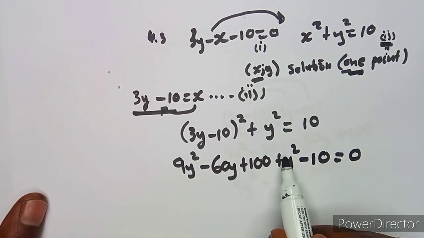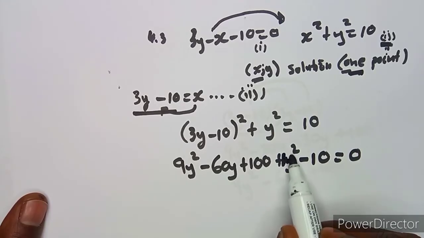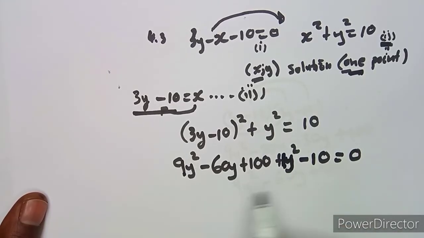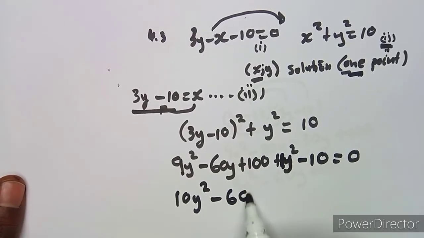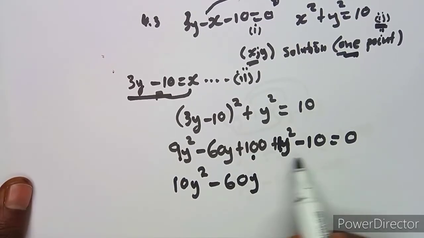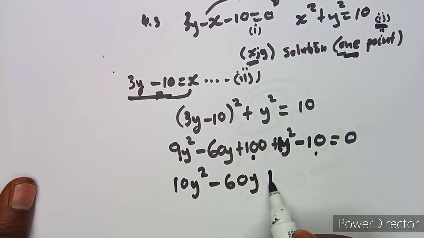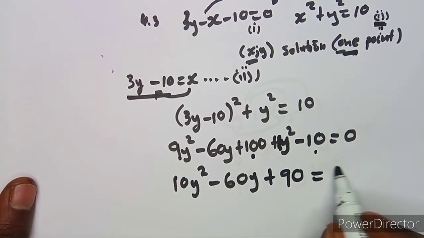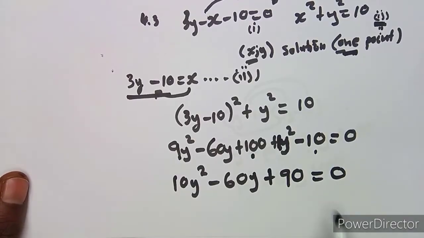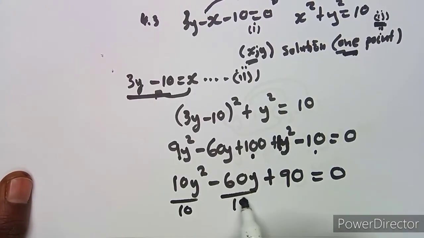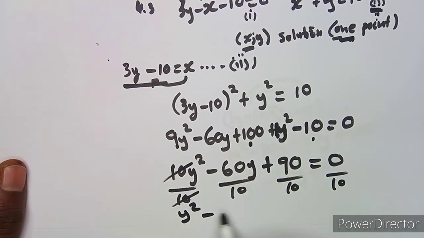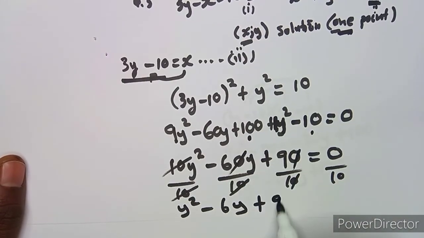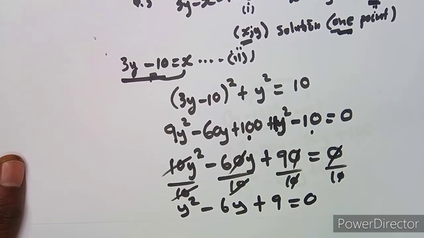Let's just combine. 9y squared plus 1y squared is 10y squared, minus 60y, and 100 minus 10 is plus 90, equal to 0. We can just reduce this by 10. That's y squared minus 6y, and plus 9 is equal to 0.